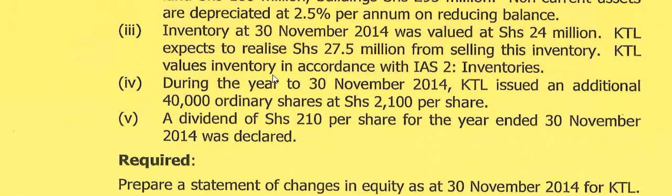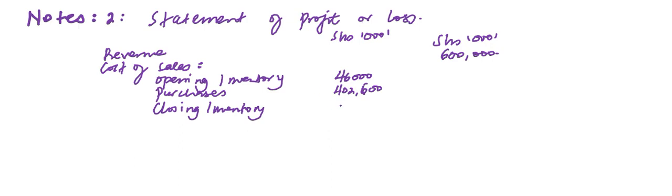We have been told that inventory at 30th November 2014 was valued at shillings 24 millions. KTL expects to realize shillings 27.5 million from selling this inventory. KTL values inventory in accordance with IAS 2 Inventories. Now, according to IAS 2, the measurement rule is very clear. Value your inventories at the lower of cost and the net realizable value. So the lower amount here is the 24 millions, because 24 is compared to 27.5 millions. The lower is 24 millions. That will be the value of your closing inventory, 24 millions.